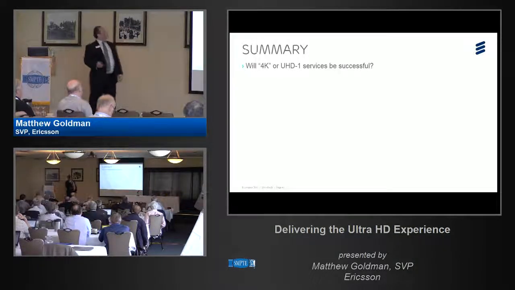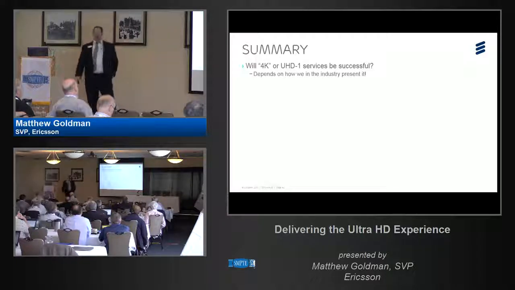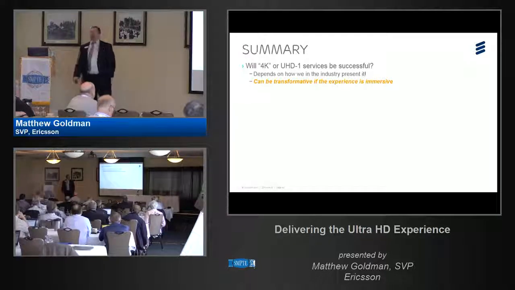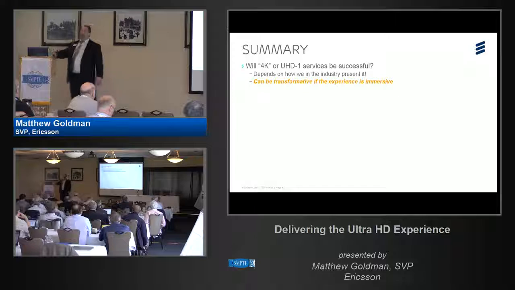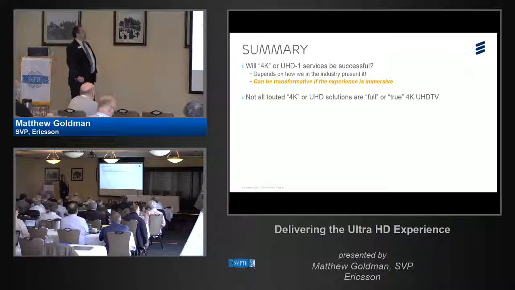Will 4K or UHD1 services be successful? You guys tell me. I really think it comes down to if we want it to be, it will be. We have to stick to making it transformative, which means don't release crap. Basically, come out with the good stuff and make sure it's in there. And try not to have a repeat of in-between standards that nobody can do stuff for.